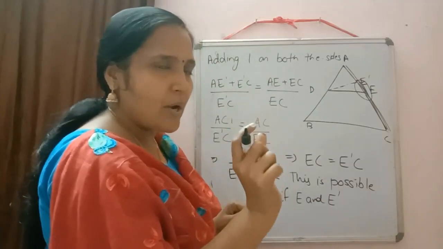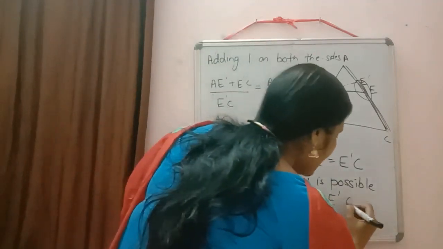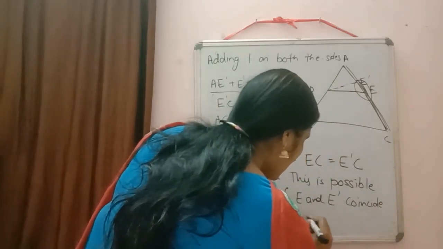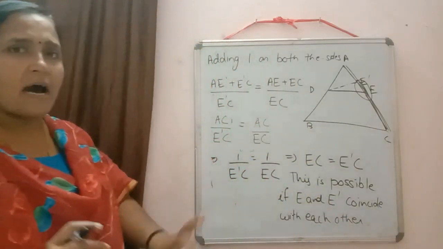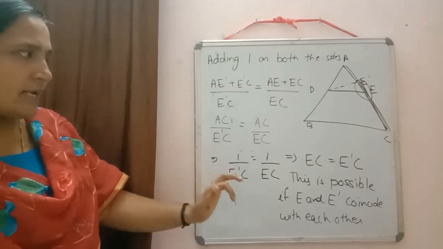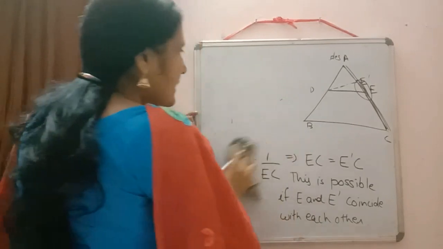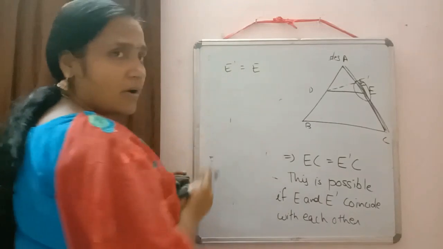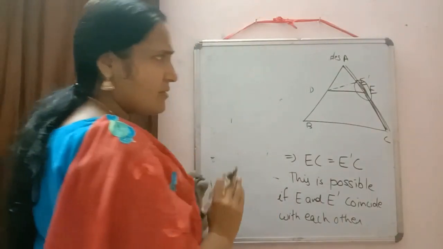For the same point, the mathematical word is coincide. When E and E dash coincide with each other, it means E and E dash are not different points. They are the same point. So E dash will be equal to E only. From here we get E dash is equal to E. We got that the points are equal. If you do not write this, there is also no problem.